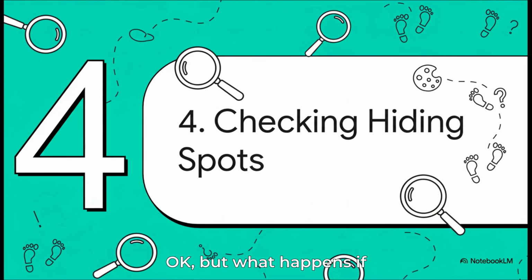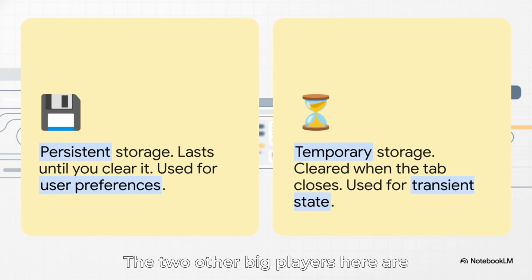Okay, but what happens if the cookie trail goes cold? What if all the cookies look fine? Well, a good detective knows you have to check all the other hiding spots. So let's expand our search to other kinds of browser storage. The two other big players here are local storage and session storage. And the difference between them is super simple but absolutely critical. Think of it this way. Local storage is like a file you save to your hard drive. It's permanent. It sticks around forever until you or the website deletes it. But session storage, that's like data you have open in a document you haven't saved yet. The second you close that tab, poof, it's gone for good.